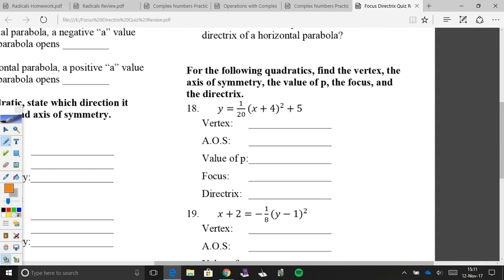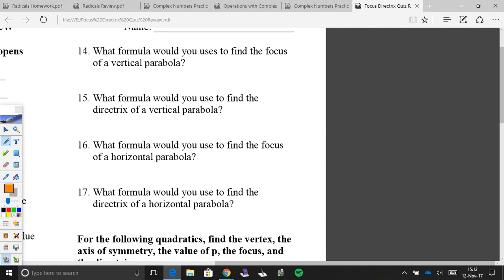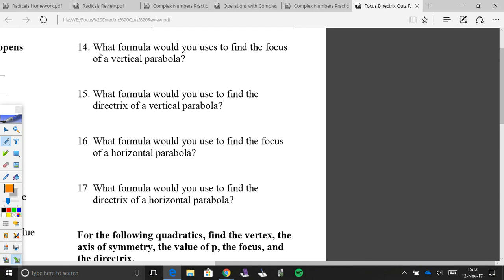I believe you got a couple questions on your test about that. These are the exact questions, I believe, on your test. I don't know what order they're in. But we're going to need these formulas, so it's important to have them for the next section.